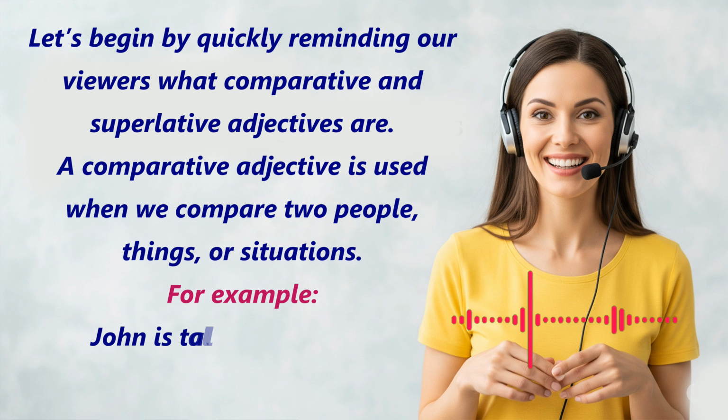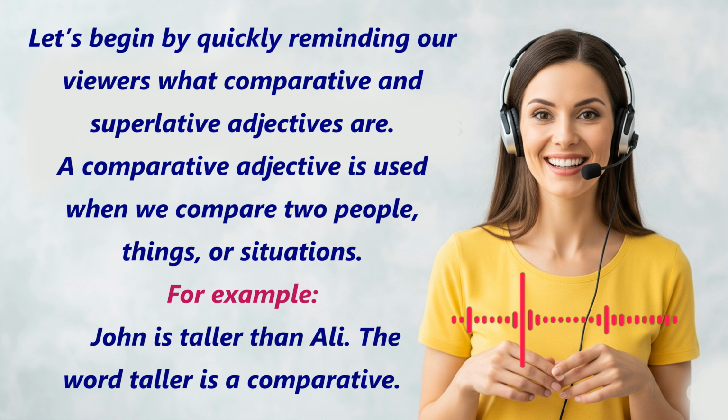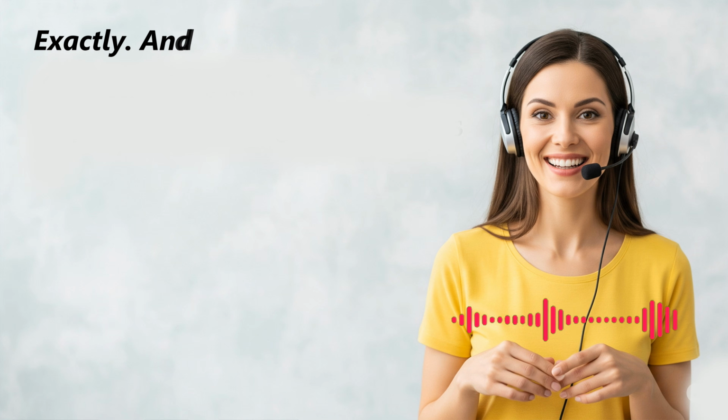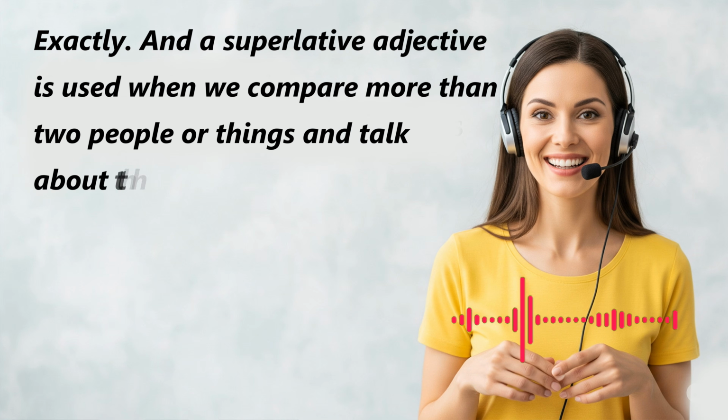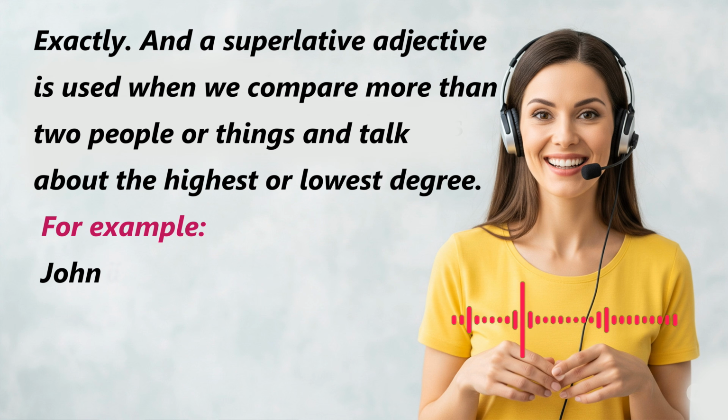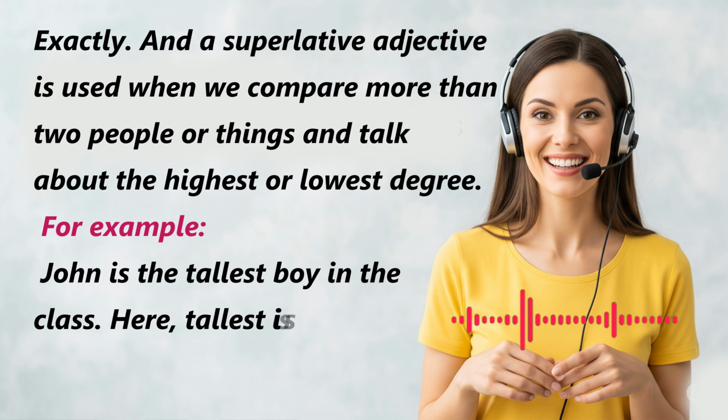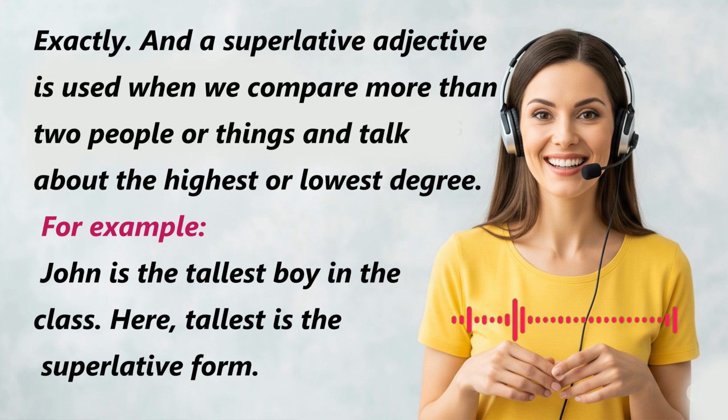A comparative adjective is used when we compare two people, things, or situations. For example, John is taller than Allie. The word taller is a comparative. Exactly. And a superlative adjective is used when we compare more than two people or things and talk about the highest or lowest degree. For example, John is the tallest boy in the class. Here, tallest is the superlative form.